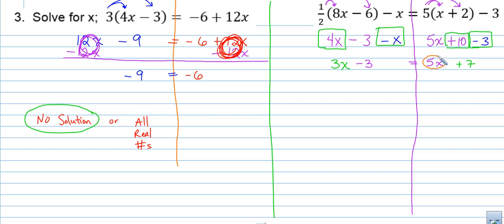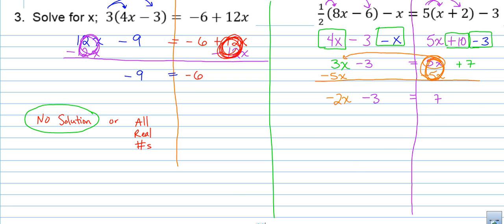I'm going to move this 5x over here with this 3x. Since that's a positive 5x, I'm going to subtract 5x, because that'll give me 0 right here, which is what I want. I don't want any x's on the side. And I'm going to subtract 5x over here, since I did it on the other side. 3x's minus 5x's gives me negative 2x. The negative 3 will come down and equal, and then that 0 plus 7 is 7.